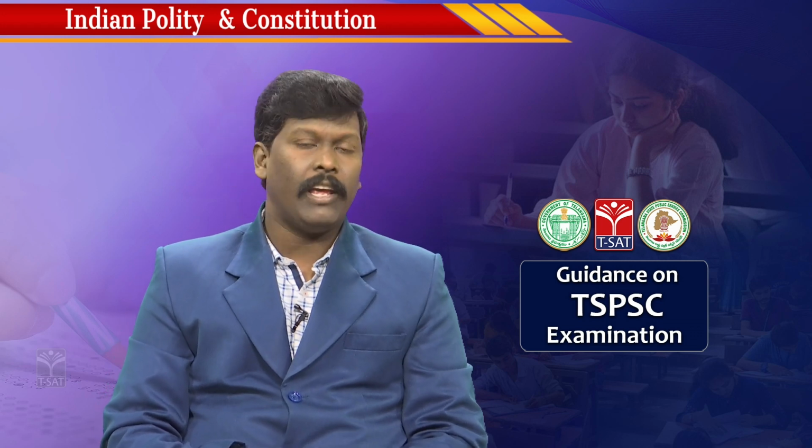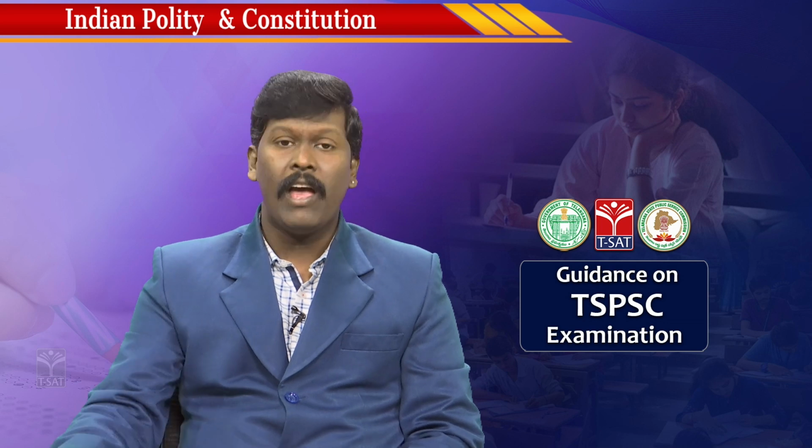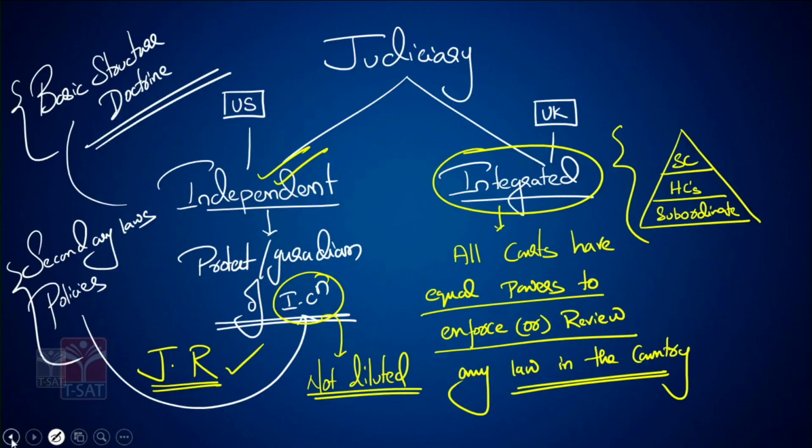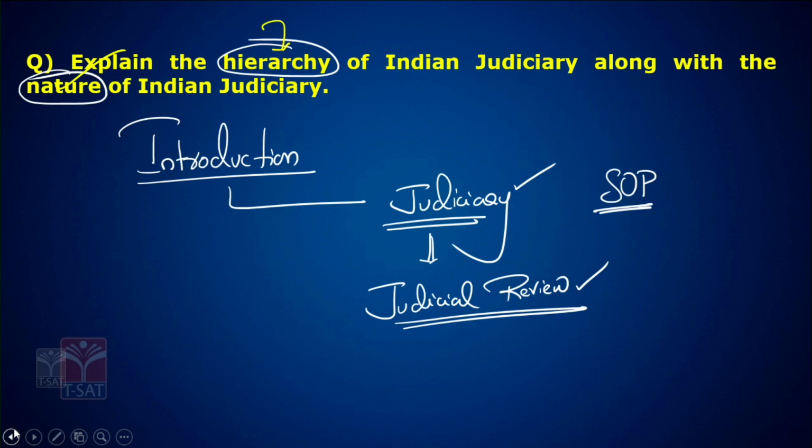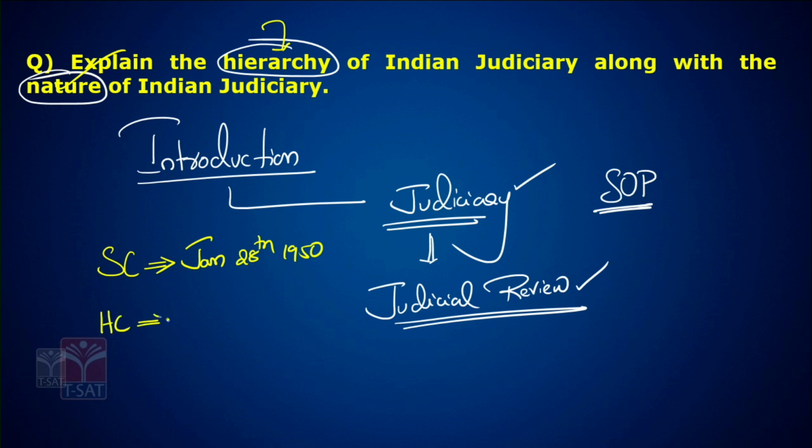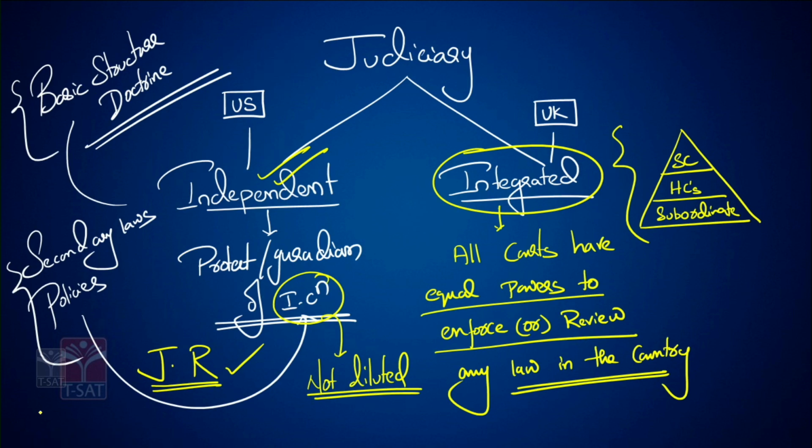In India, we have a very vibrant judicial system. The Supreme Court in India came into existence on January 28th, 1950. The High Court in India came into existence when courts were established at Bombay, Madras and Calcutta in 1862. In 1862, the Bombay, Madras and Calcutta High Courts were established. This is the major hierarchy and nature of the Indian judicial system we have.